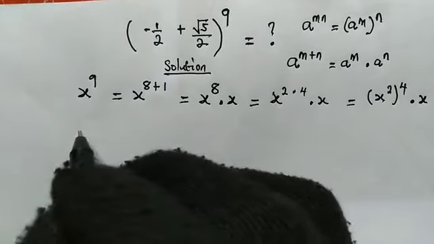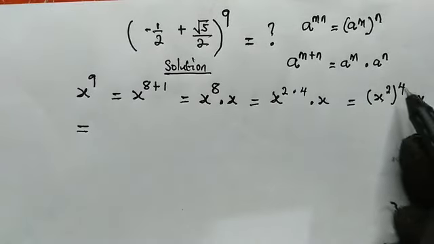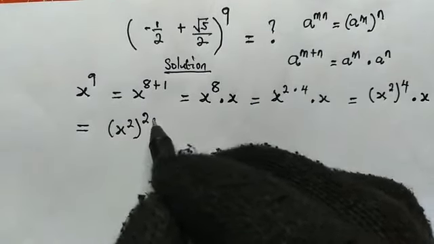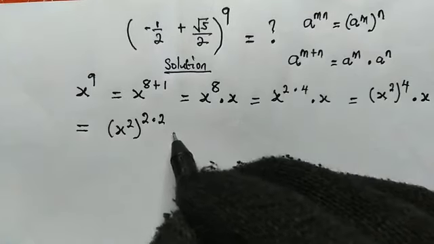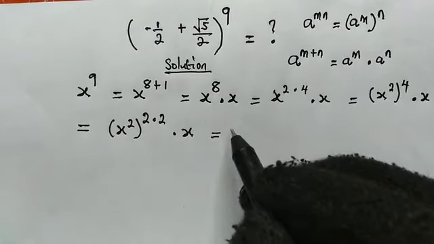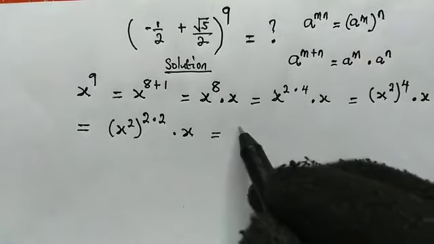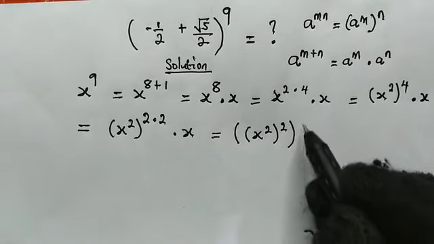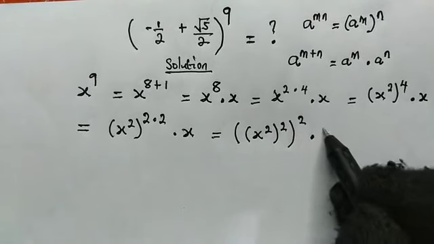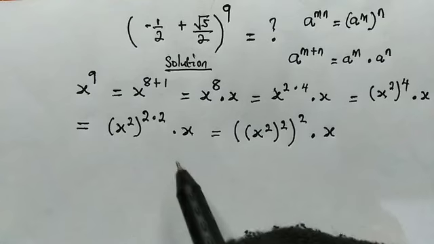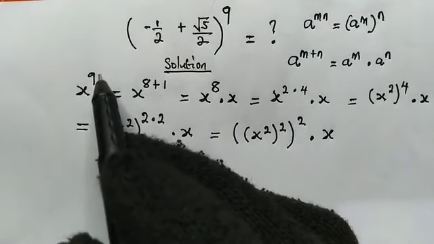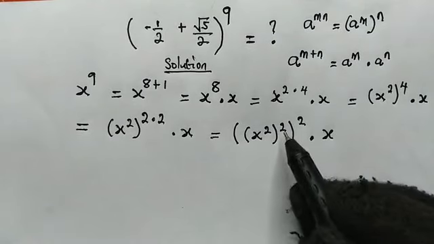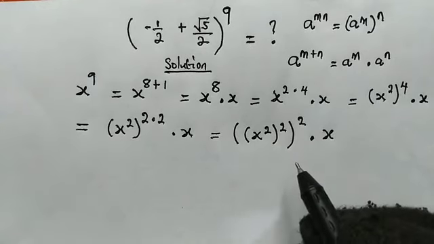And again, 4 here is the same as 2 times 2. So we have here x to the power of 2, then raised to the power of 2 multiplied by 2, then times x. Make use of this from here. So we have x squared squared squared, then multiplied by x. So we can see we have manipulated x to the power of 9 and written it in this form: x squared squared squared times x, right?